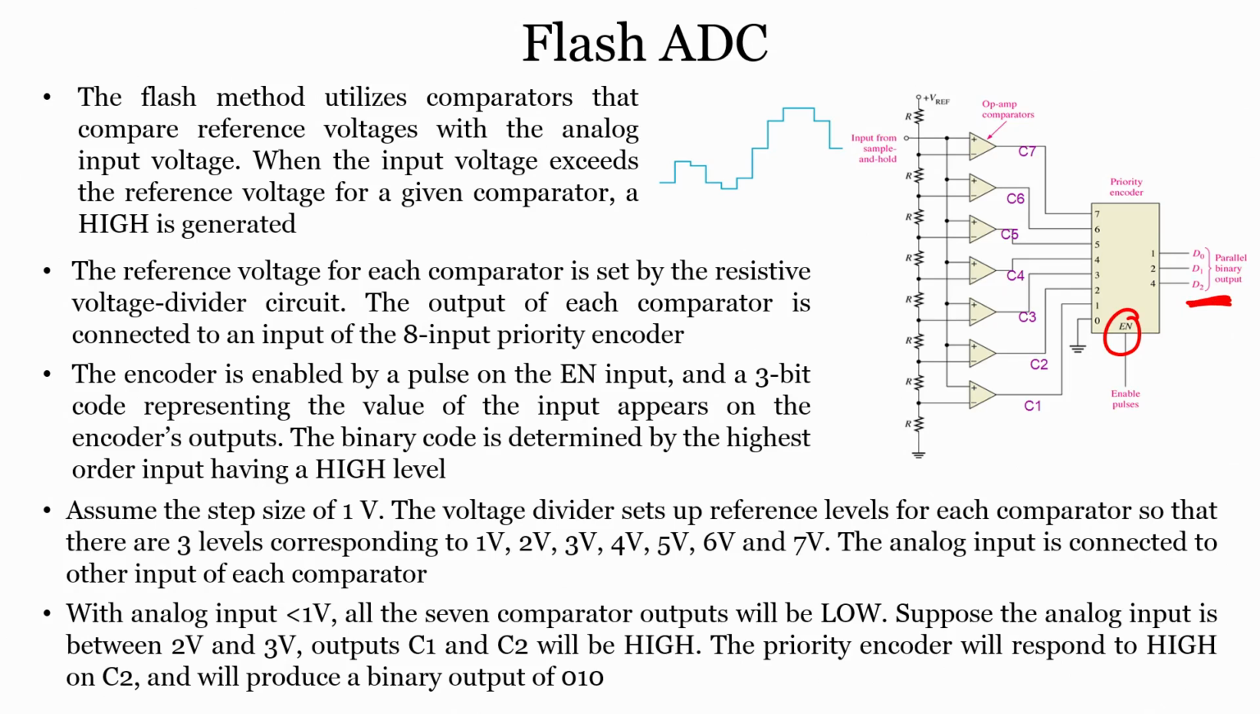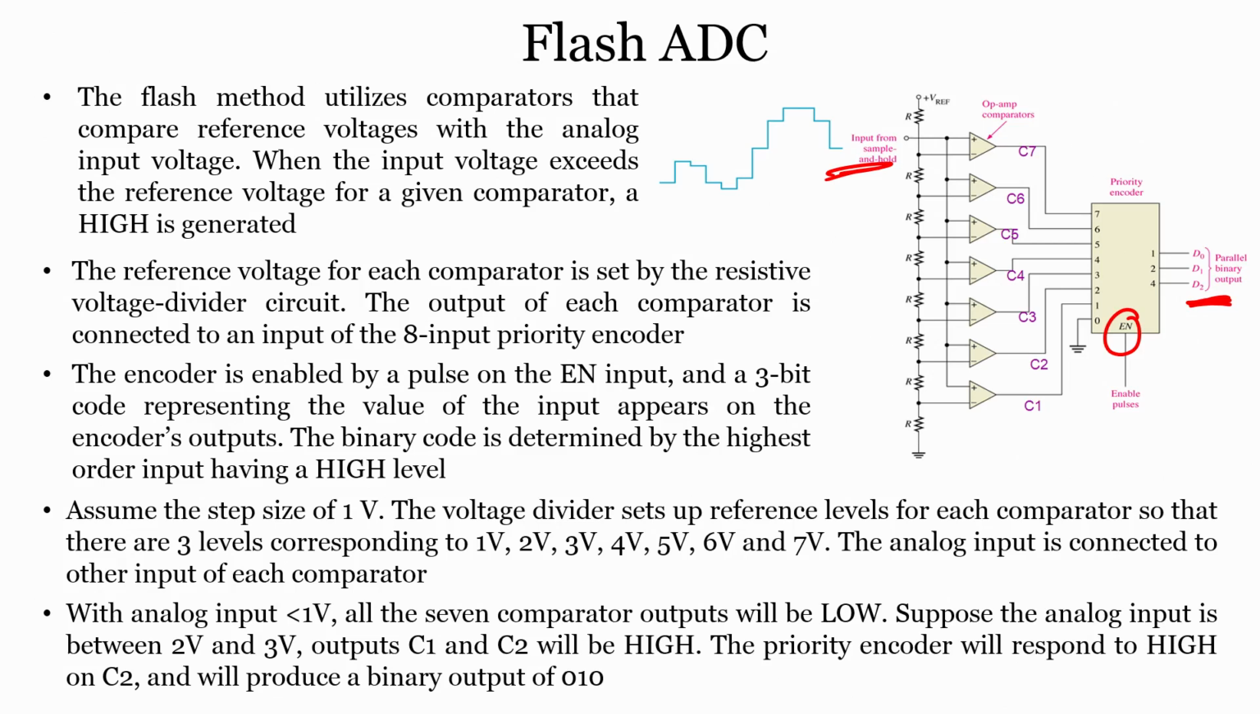Now, assume a step size of 1 volt. The voltage divider sets up reference levels for each comparator, so that there are levels corresponding to 1, 2, 3, 4, 5, 6 and 7 volts. The analog input is connected to the other input of each comparator. Now, you understand this question. With an analog input less than 1 volt, all 7 comparators will be low. What we are saying is, if you have a step size of 1 volt and the voltage divider is set for all comparators as 1, 2, 3, 4 until 7, then what will happen if the analog value from the signal is less than 1 volt? All the comparators would be low, right. So, the output will be 0.